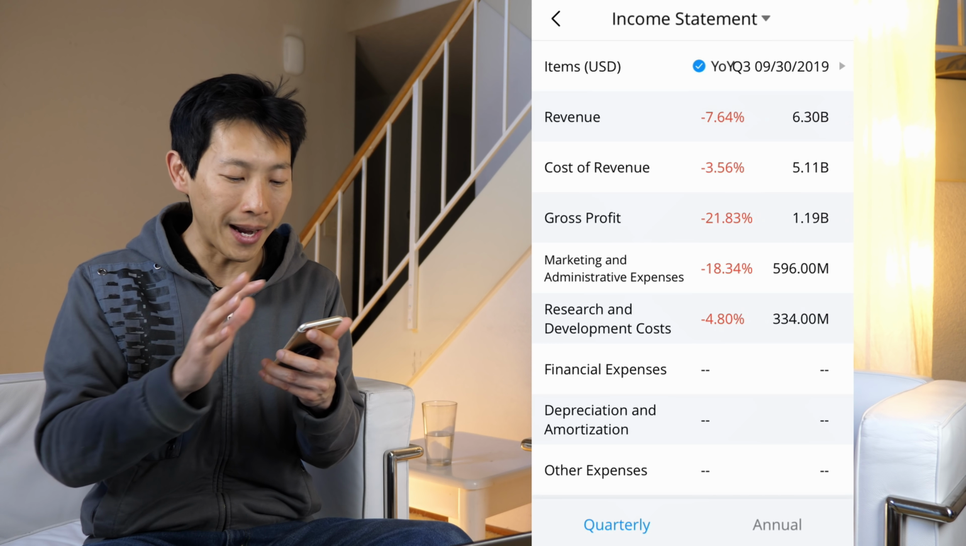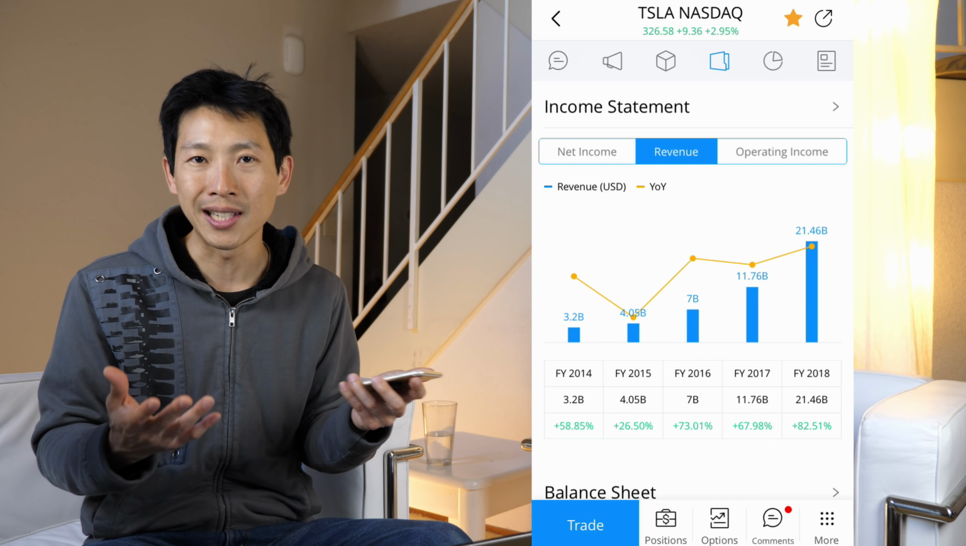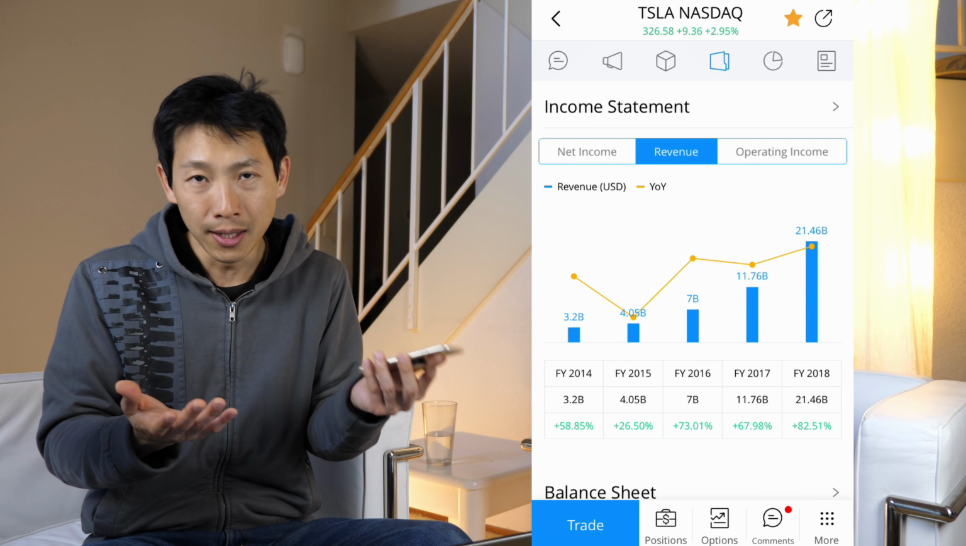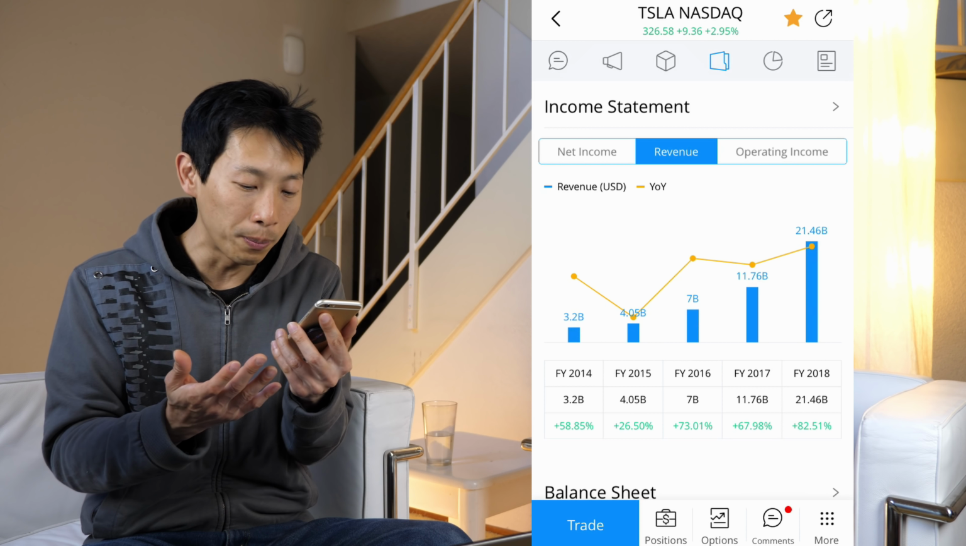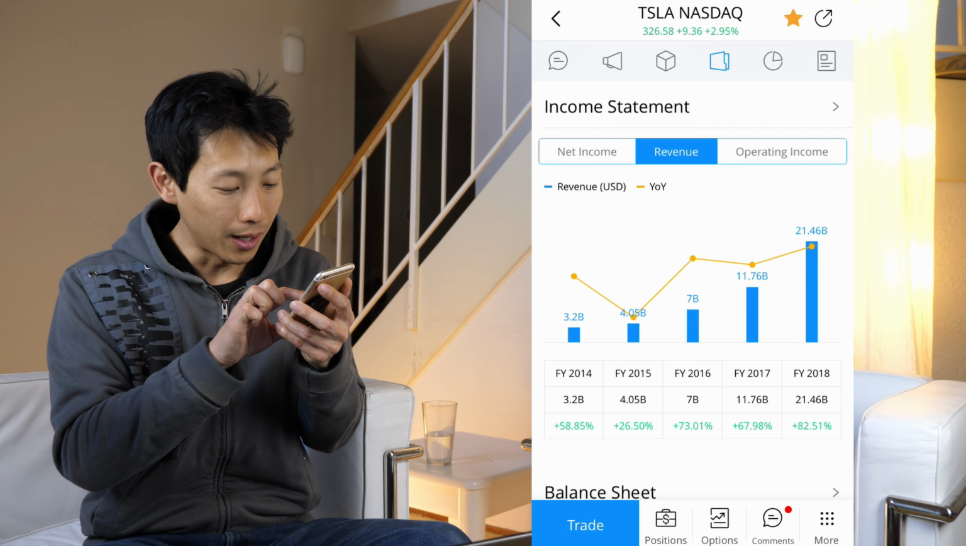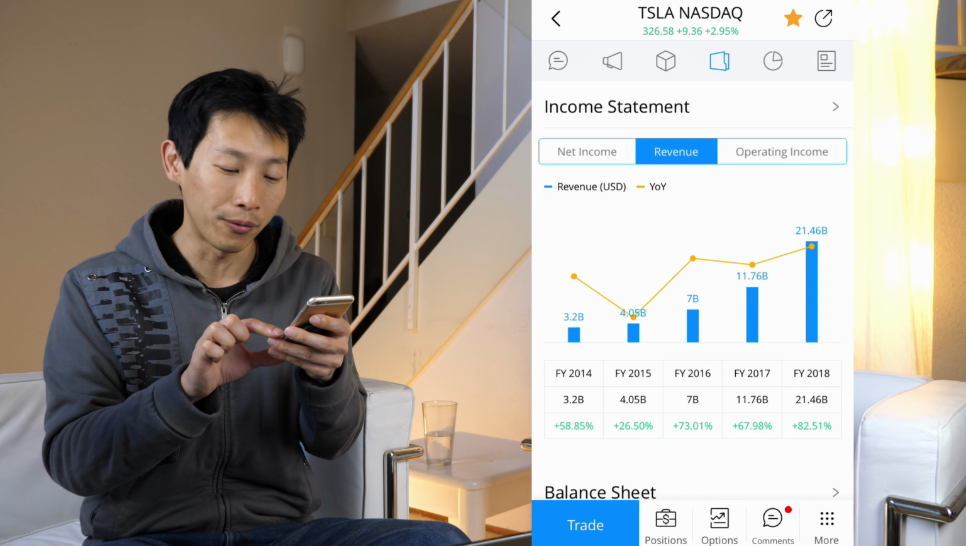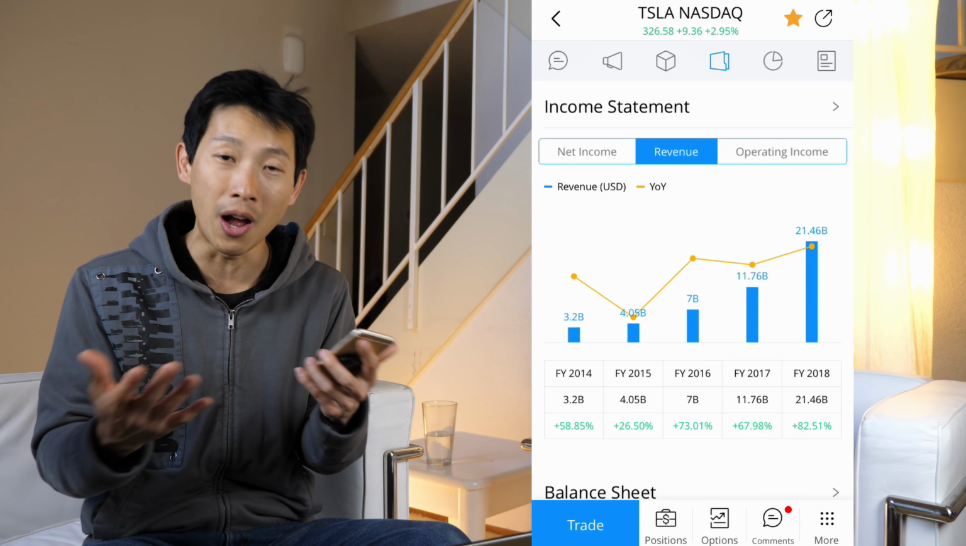So it's better to come back out and then go click on the revenue thing right in the middle. And then you can see a nice little chart and go, okay, yeah, the past 5 year information, you've been increasing your revenue, which is a really great thing. You can go, okay, 3.2 billion, 4.057 billion, 11.7 billion, 21.46 billion. It means, wow, they're selling a lot more cars.